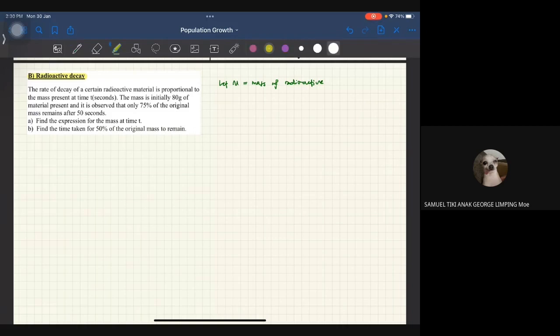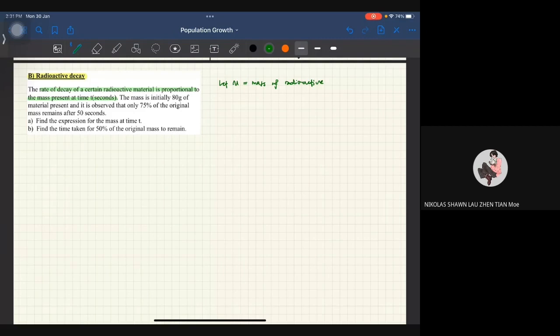Okay, so soalan cakap dekat situ, the rate of decay of a certain radioactive material is proportional to the mass present at time t seconds. Okay, so cuba hasilkan satu mathematical equation based on this information. What do you have? dm over dt is directly proportional to M. Betul, to M. Good. Okay.